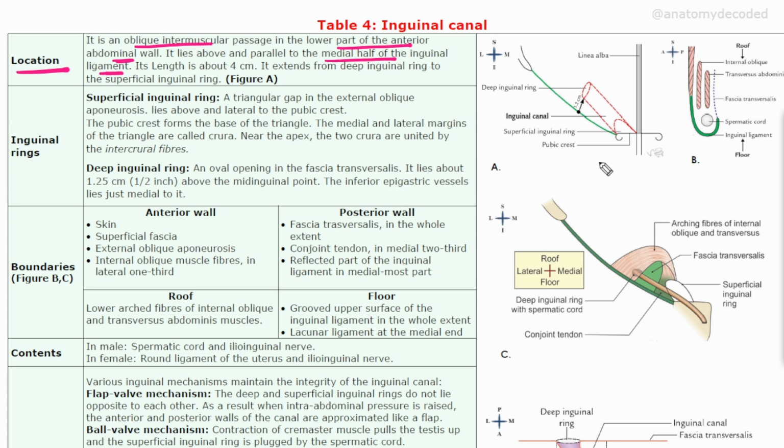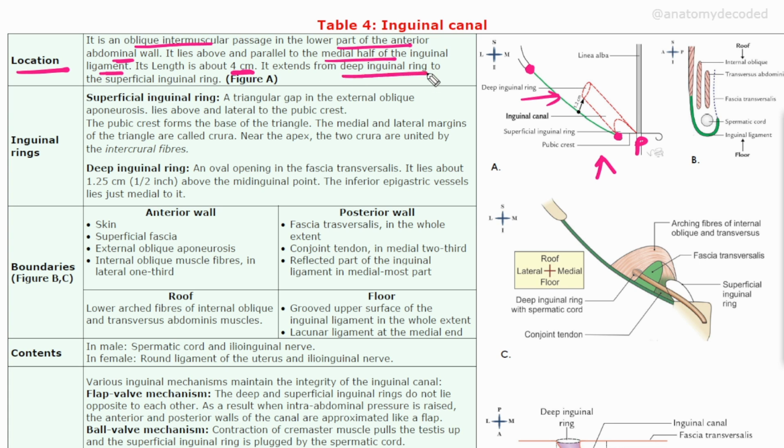As we can see in this image, this is the region of pubic symphysis, this is the pubic tubercle, and that's the anterior superior iliac spine. And the green color thing that we can see, that's the inguinal ligament. So it is superior to the medial half of the inguinal ligament. And length is about 4 centimeters.